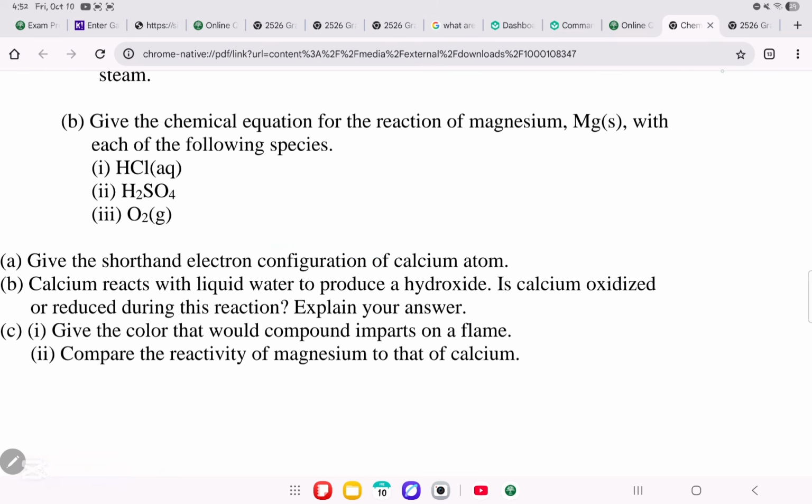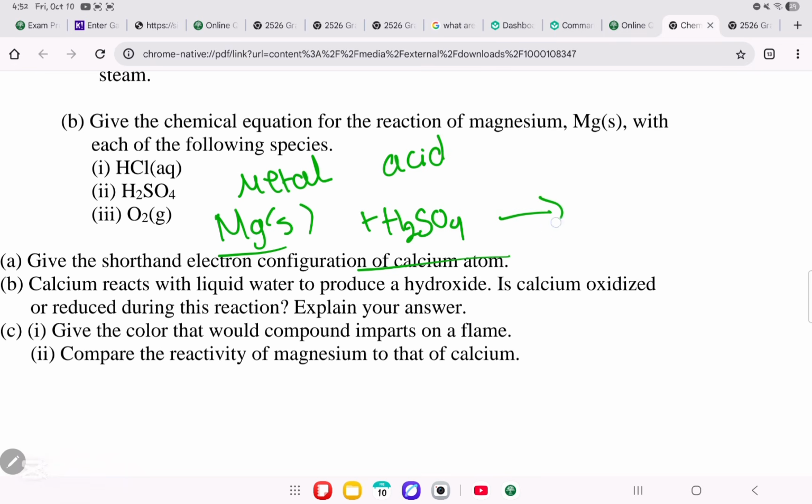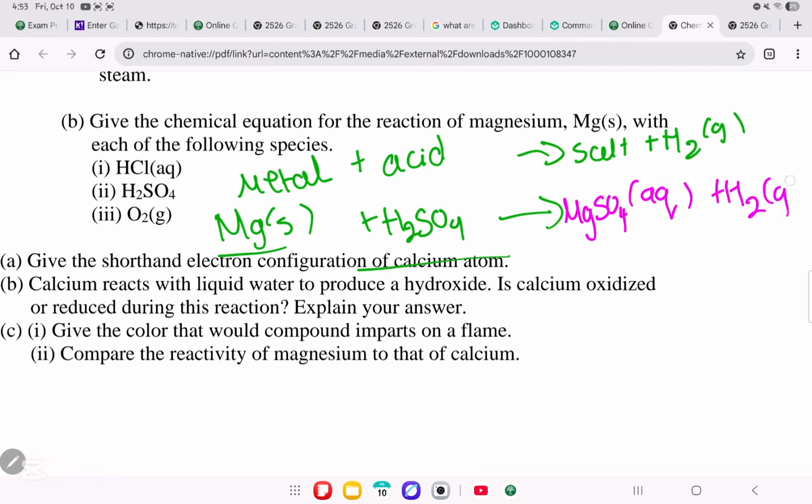Now, same thing with H2SO4. It's going to be Mg solid plus H2SO4, where Mg is a metal and H2SO4 is an acid, right? So what will it give me? Metal plus acid will give me salt plus hydrogen gas. So it's going to give me the salt, which is MgSO4, which is also aqueous, in addition to what? In addition to hydrogen gas. Okay, perfect. That's it for part II.